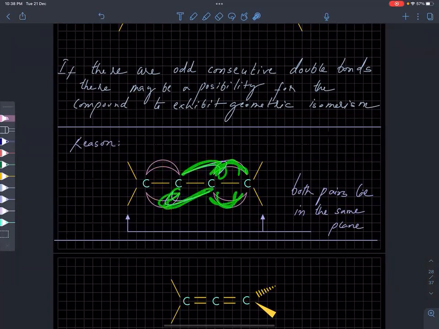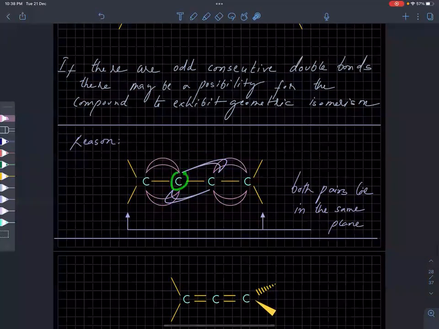Clear? So when this happens, this will be in this plane, because this should be planar, right? Trigonal planar. This is an sp2 carbon. And this is sp, because it is double bonded here. So forget about this. This is sp, this is sp2. So these 4 bonds will be in the same plane. Clear?